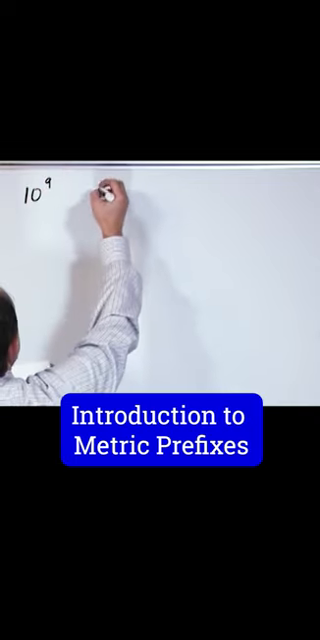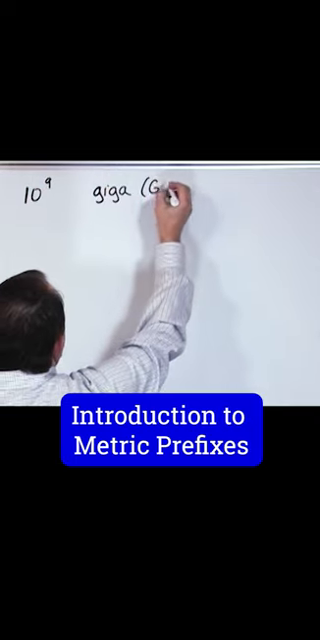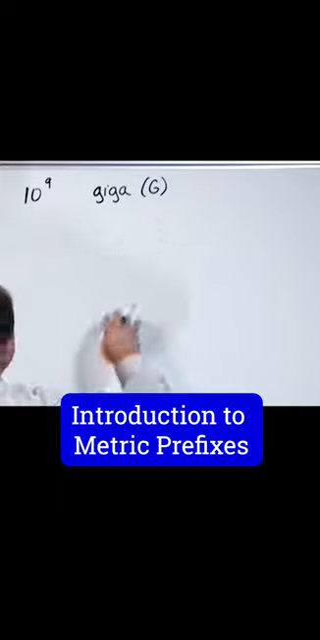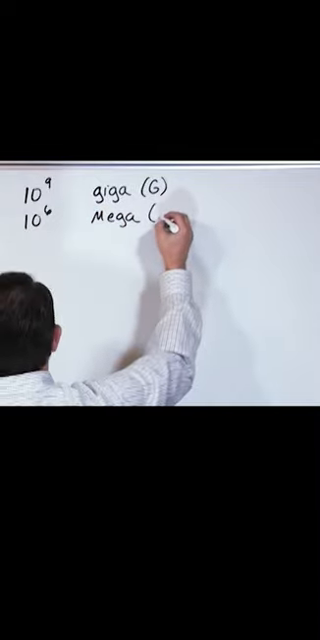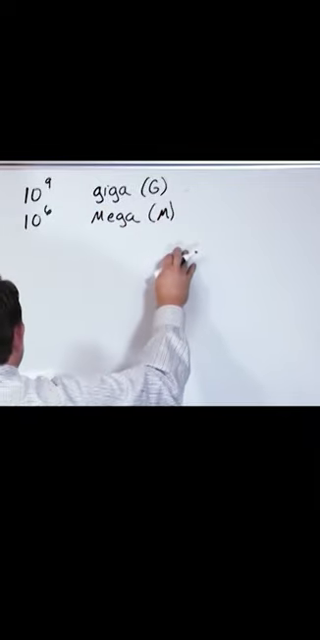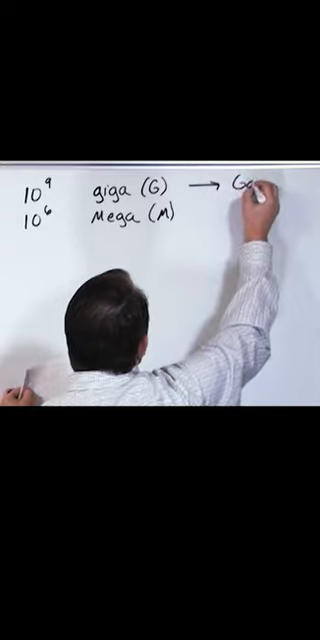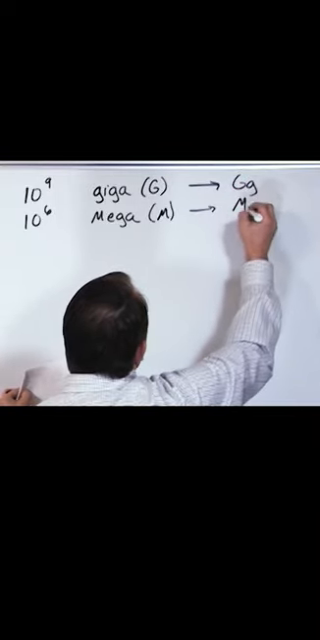10 to the 9 is giga. We represent that with G. You might have heard of gigawatts, gigawatts of electricity. That's a huge unit of power. Then you have 10 to the 6, which is mega, which we abbreviate with M. So here we might have a gigagram of something, or here we might have a megagram of something.